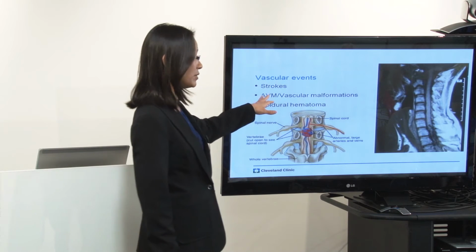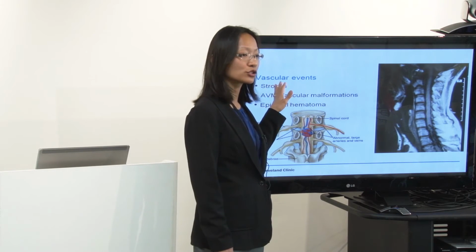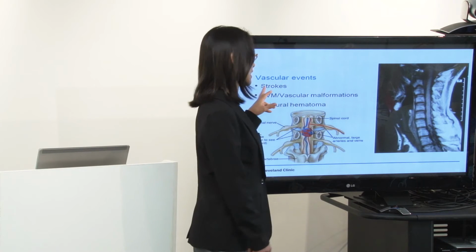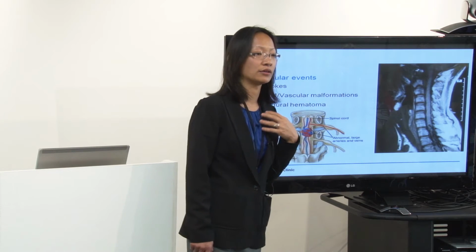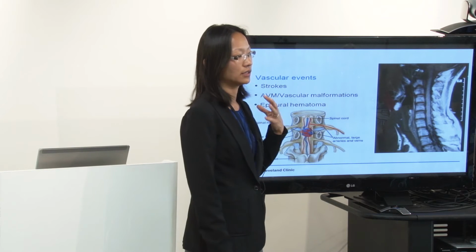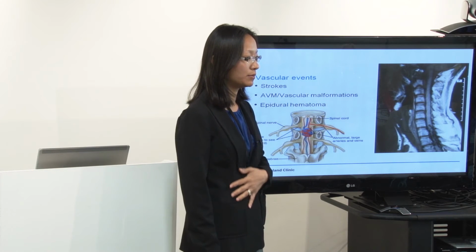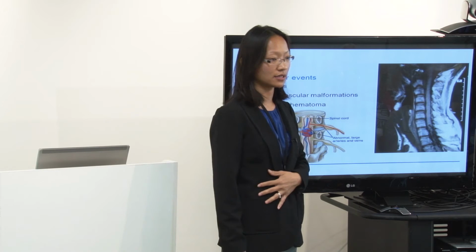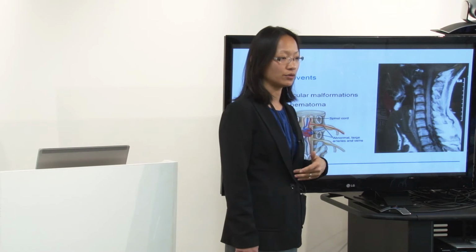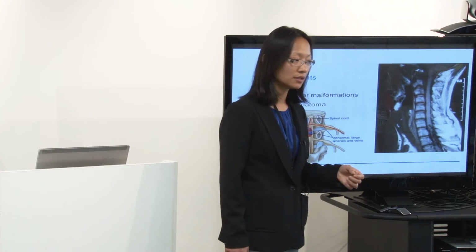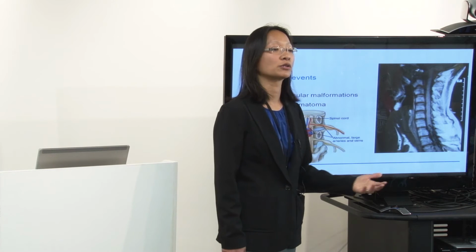Vascular events, uncommon but they can occur, are strokes. This actually happens fairly commonly when people undergo surgeries for other things. They'll undergo cardiac surgery or abdominal surgery, and during that process, the blood supply to their spine might be compromised, and then they can develop a spinal cord stroke from that.